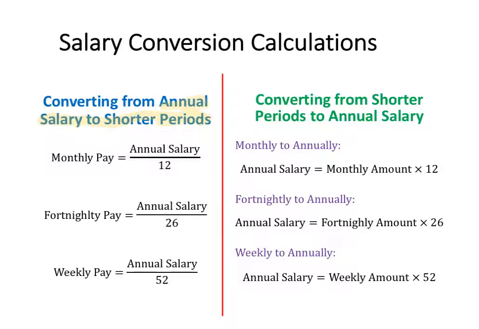We can also do the opposite and convert from a shorter period of time to an annual salary. These calculations are a little bit more complicated for some of them. To go from monthly to annual, we take that monthly amount and times it by 12, because there's 12 months in a year. To go from fortnight to annual, we take our fortnight amount and times it by 26, because again there's 26 fortnights in a year. And to go from weekly to annual, we take our weekly amount and times it by 52, because there's 52 weeks in a year. So they're the foundations for converting salaries between shorter and longer periods of time.